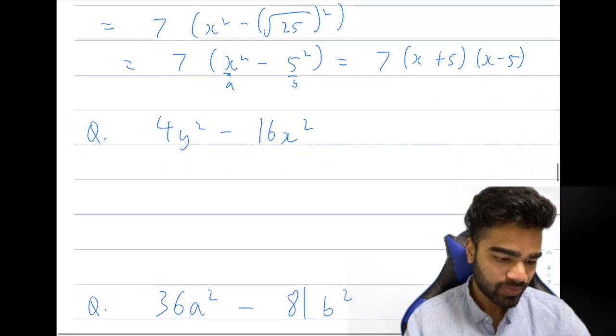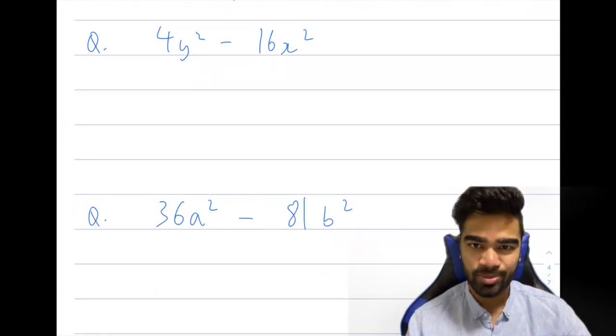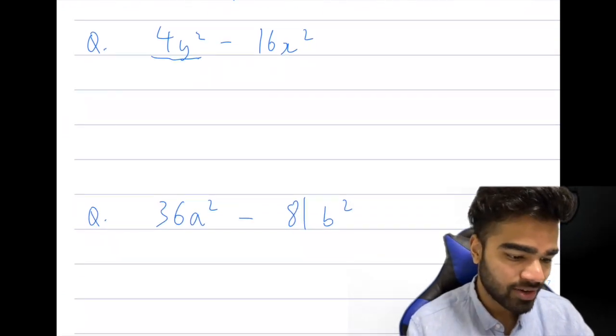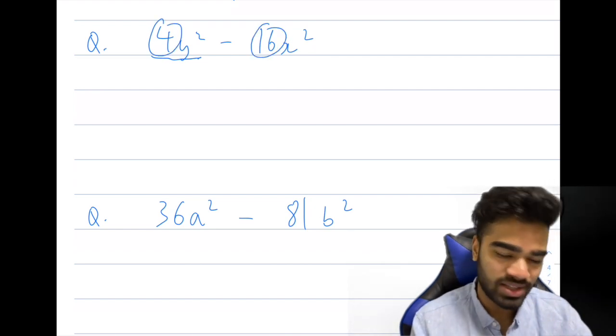Boom, that's it. Okay, these two questions are a little bit different though. You'll notice, right? 4 is a square number and 16 is also a square number.